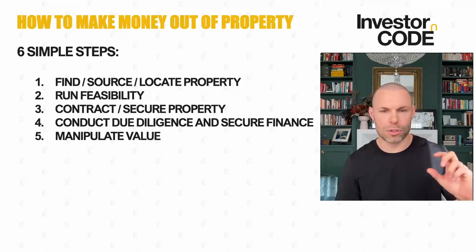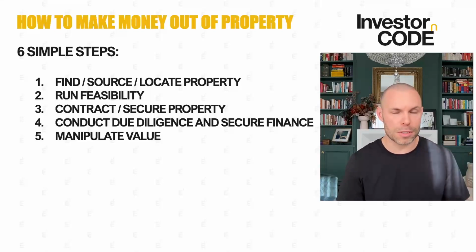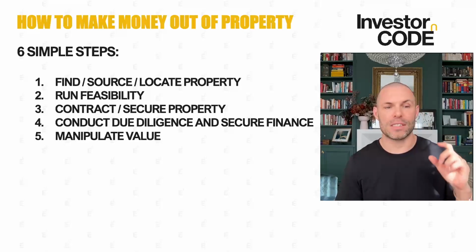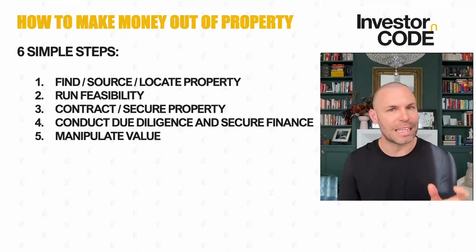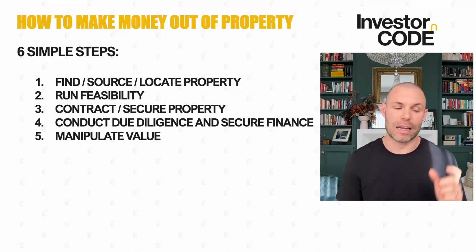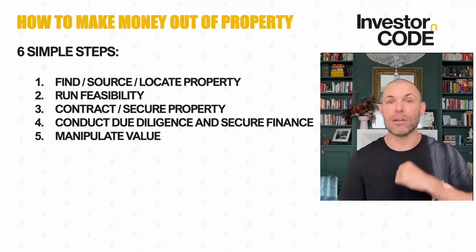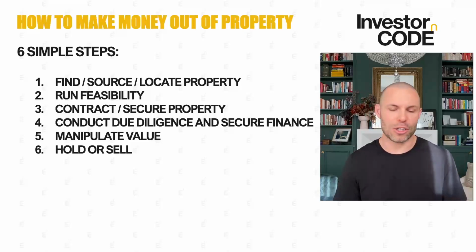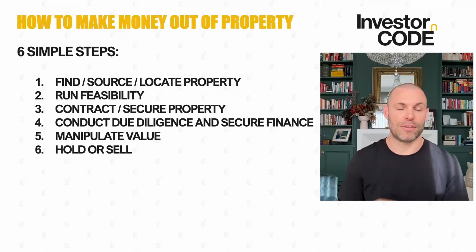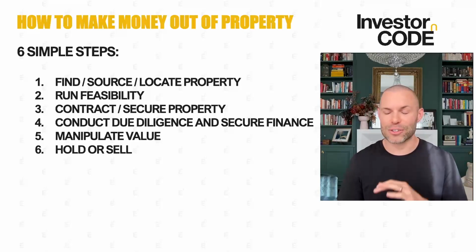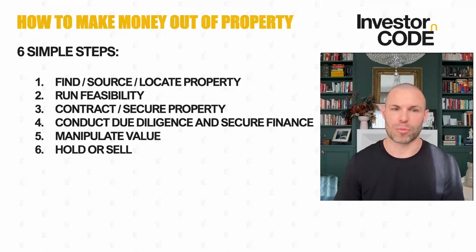Then during your due diligence, you will uncover problems and risks as well as opportunities. So step 5 is then using those problems to generate uplift and manipulating the value of the asset, and in a lot of cases, manipulating the yield of the asset. And then you can decide to hold or sell. And if you do this well, you can generate astronomical money out of commercial property.